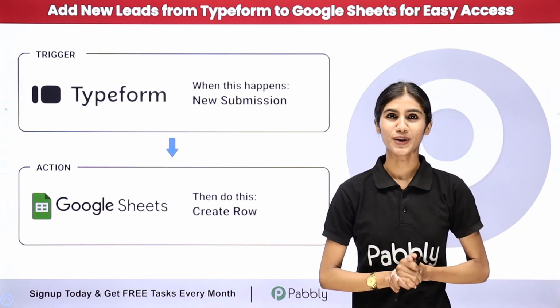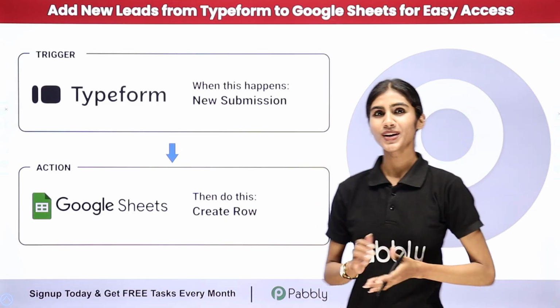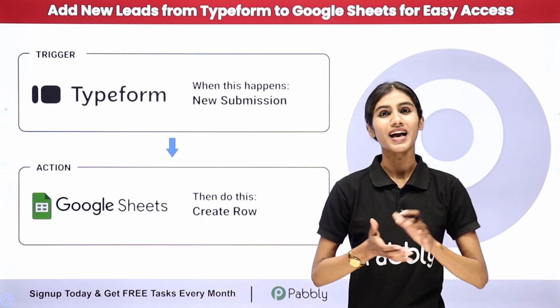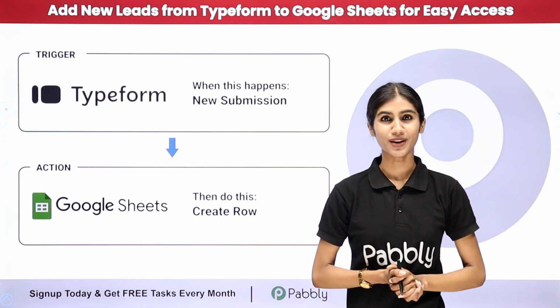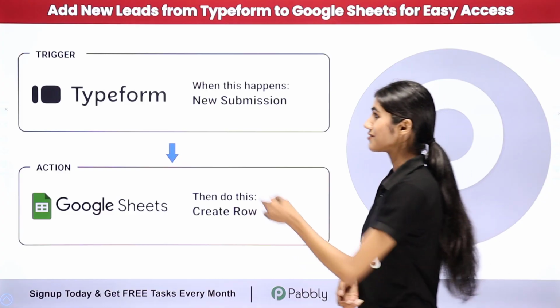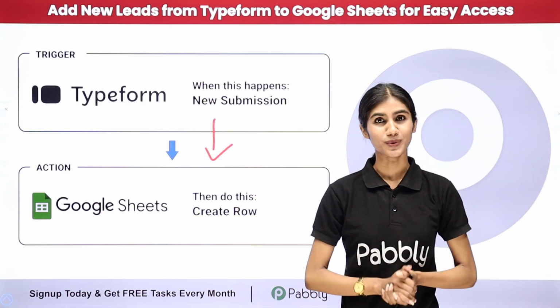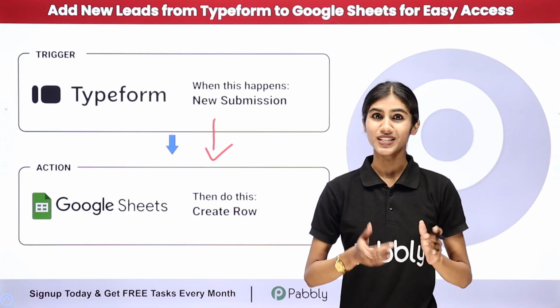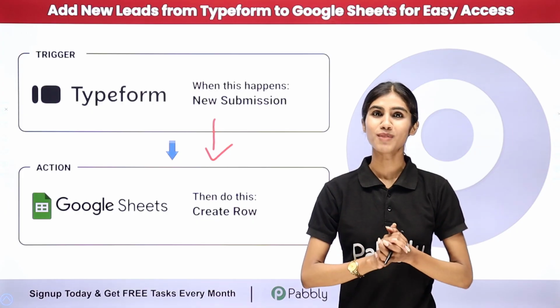In this video, we are going to learn how to add new leads from Typeform to Google Sheet for easy access. For example, I ran a dance school business and I know how important it is to keep track of our leads. So as soon as a lead fills a Typeform, automatically their details will be transferred to a Google Sheet and create a new row. This automation can be made with the help of an amazing automation software called Pabbly Connect.